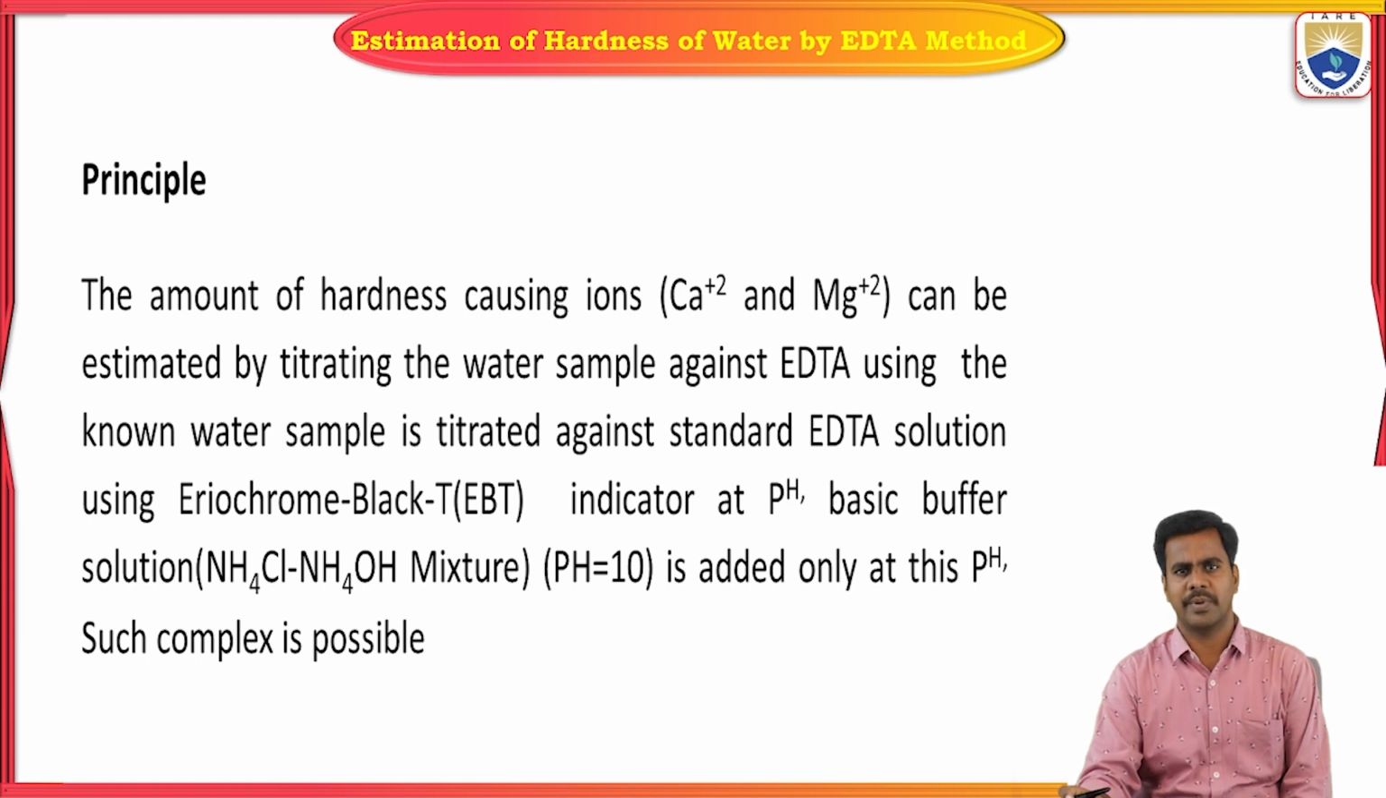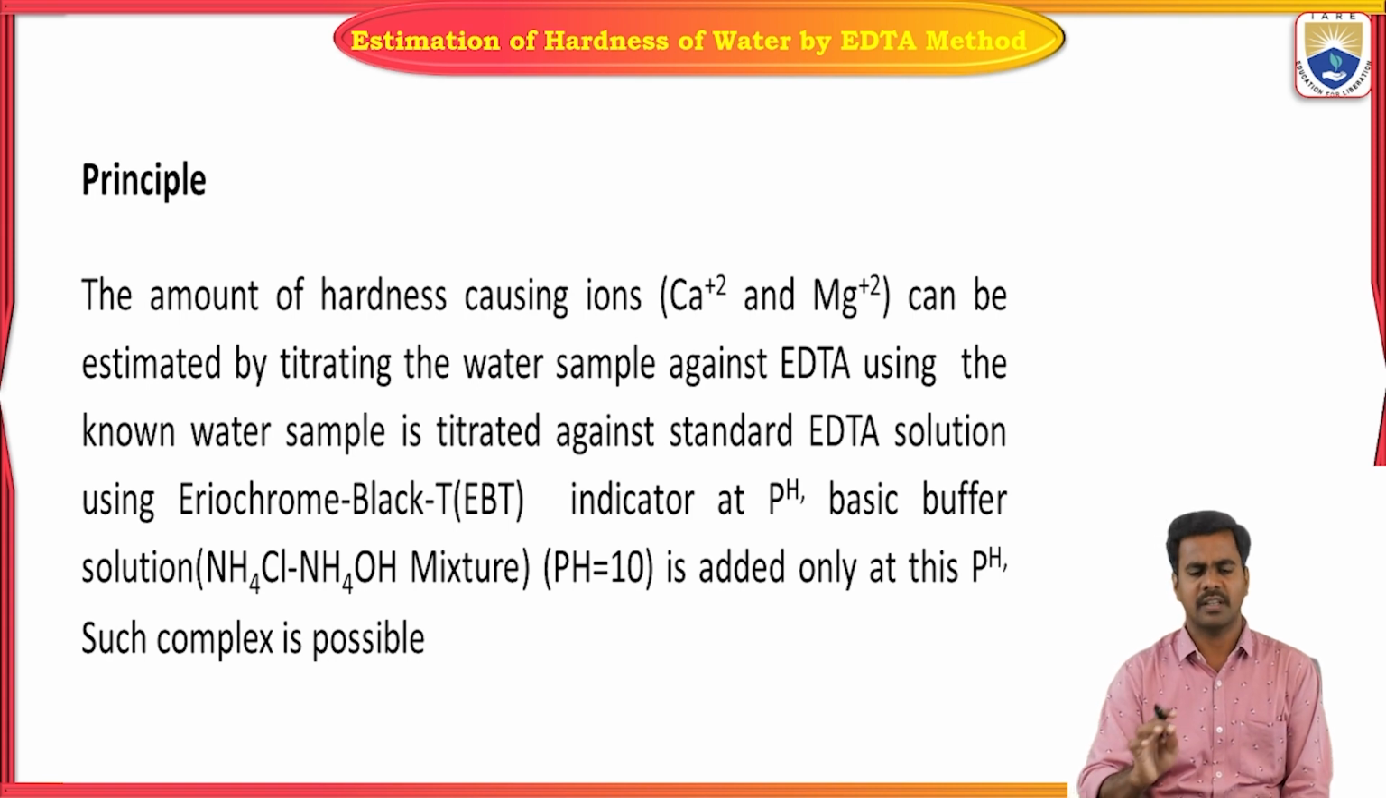In the previous class, we already discussed what hardness is and what the reason for hardness of water is. So, today we are going to determine how much hardness is present in the given sample of water by using the EDTA method. It is a complexometric type of titration method.